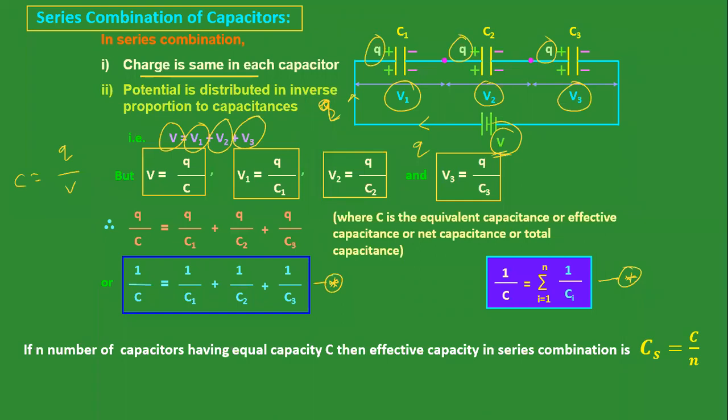If n number of capacitors having equal capacity C are connected in series combination, so instead of 3, we consider n number of capacitors connected in series, then the resultant capacity in series is equal to C by n: the capacity of one capacitor divided by the number of capacitors. So this is the formula for resultant capacity.